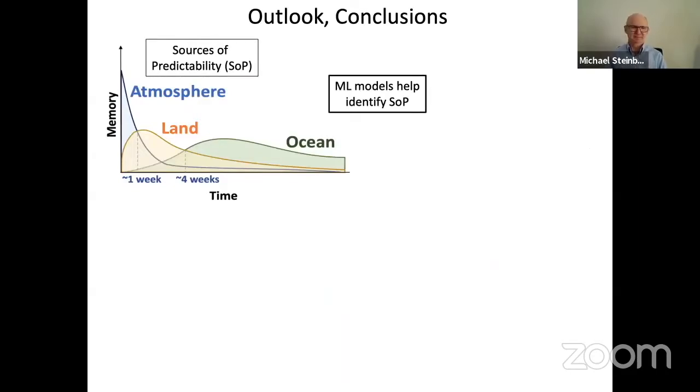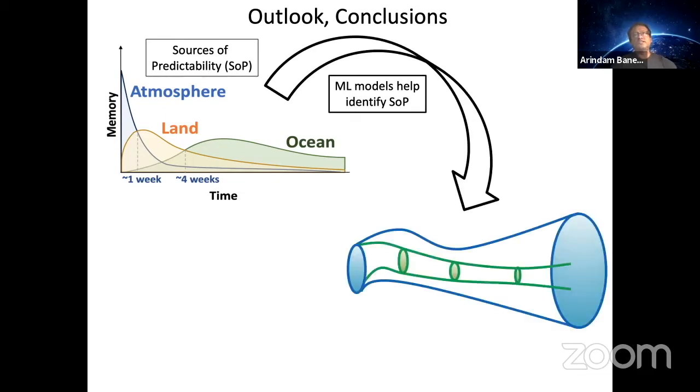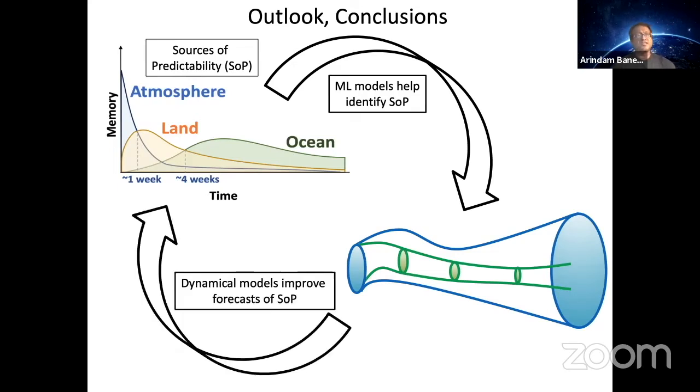Yeah. So just to wrap up, as Michael said, the outlook we have is that, remember this picture. The subseasonal range is a mix of atmospheric processes, land and ocean. And we are trying to identify sources of predictability. ML models are getting good accuracies, but they are also helping us identify sources of predictability. And then we are conceptually taking those and coming to the dynamical models and engaging in parameter estimation in those dynamical models in order to improve the forecast of the sources of predictability.